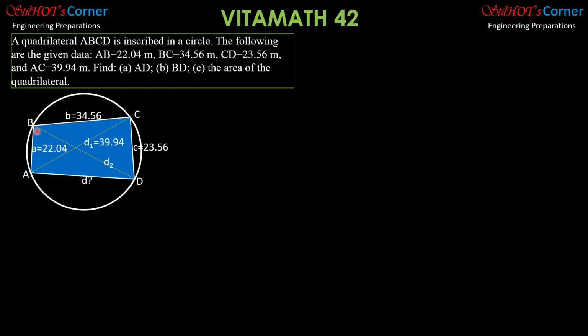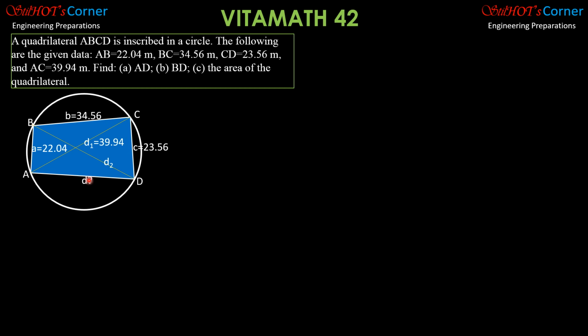The area of the quadrilateral is the area of triangle ABC, which is one half of the product of adjacent sides A and B times sine of angle B, plus the area of ACD, which is one half the product of adjacent sides C and D times sine of angle D. Since B and D are supplementary, the sine of angle B is equal to the sine of angle D. So one formula for the area of a cyclic quadrilateral is 1/2 quantity AB plus CD times sine of angle B. That formula was established in the preceding Vitamath problems on cyclic quadrilateral.